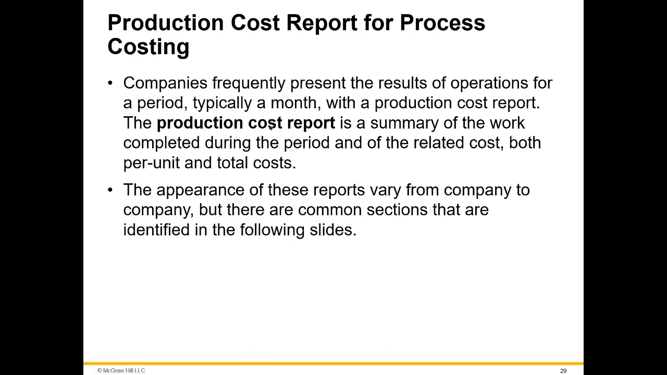A production cost report is a summary of the work completed during the month and of the related costs, both per unit and total costs. And this is going to be used to present the results of operations. So we're going to see our costs, see what it costs per unit, and try to figure out what went wrong, what went right, how efficient it was, and going forward. The appearance of these reports is going to vary company by company. I mean, they're going to do it their way. This is for internal purposes, not for external purposes. So they're going to want to try to understand that.